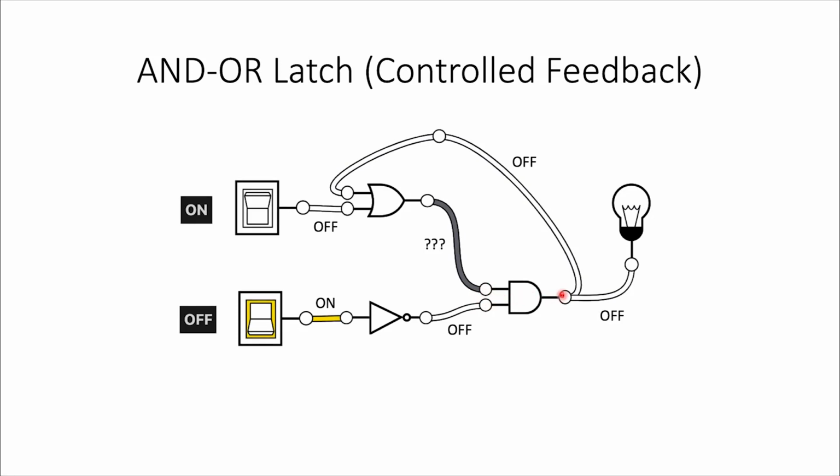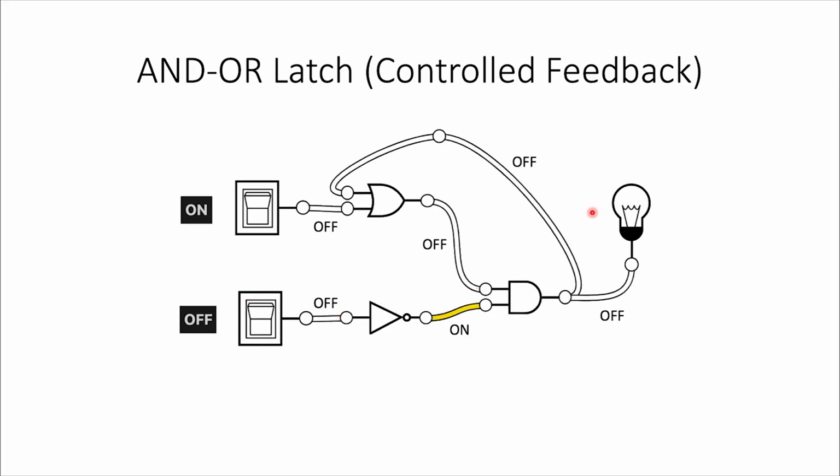This 0 then feeds into the OR gate. And the OR gate now has 2 zeros and knows that it should output a 0. So a 0 goes through here. And now this is stable and consistent because 2 zeros going into an AND gate outputs a 0, and 2 zeros going into an OR outputs a 0. And the light bulb is off.